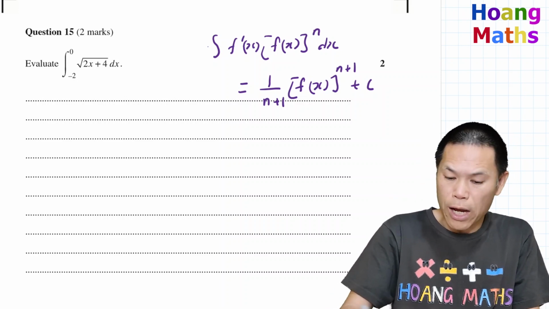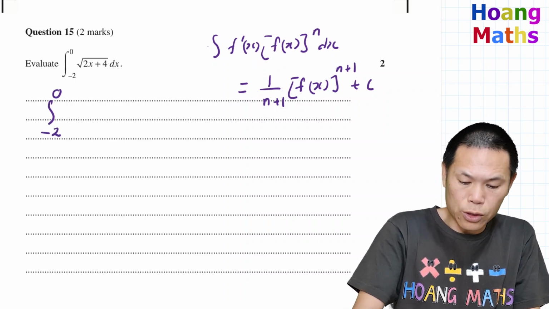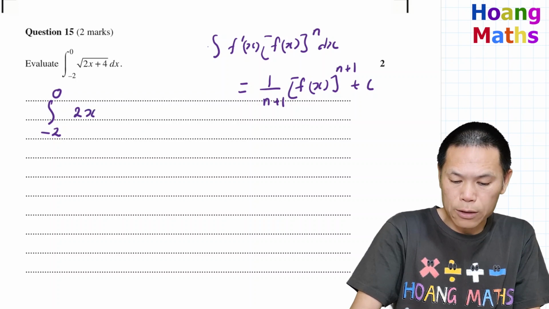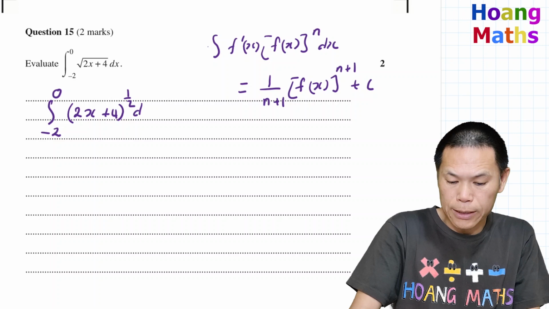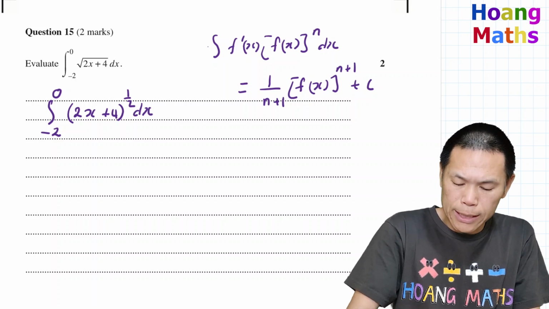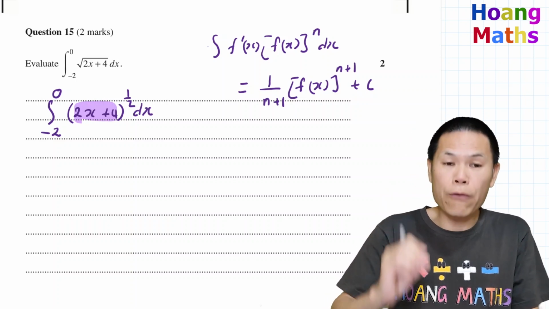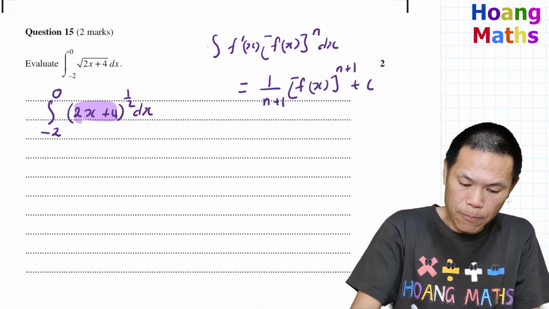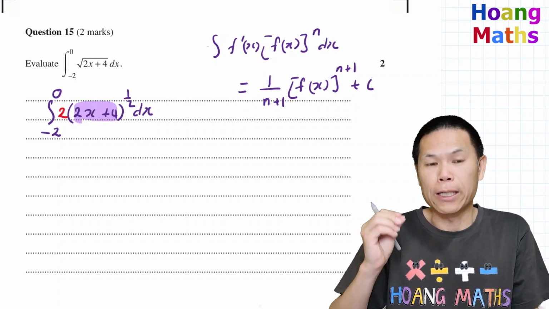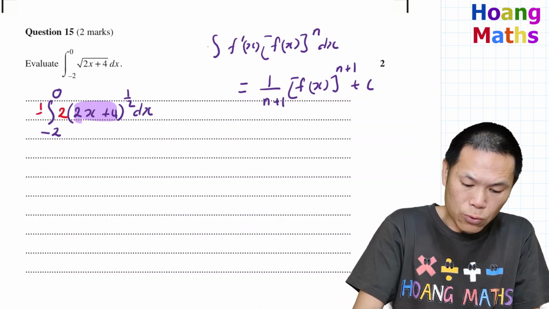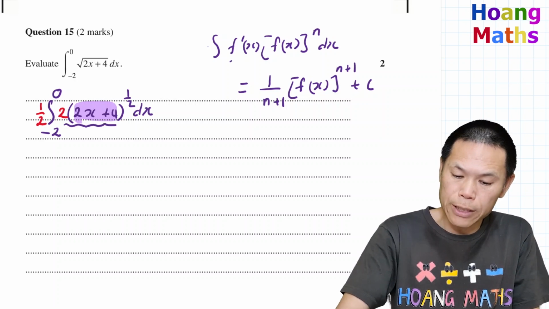Let me rewrite it in this form first. It's the integral from -2 to 0 of (2x plus 4) to the power of a half dx. If we differentiate inside, f of x gives me 2, so we need to multiply by 2 to make it f'(x) times f(x) to the power of n. So now I need to divide by 2 here. There you go, this is in the right form.